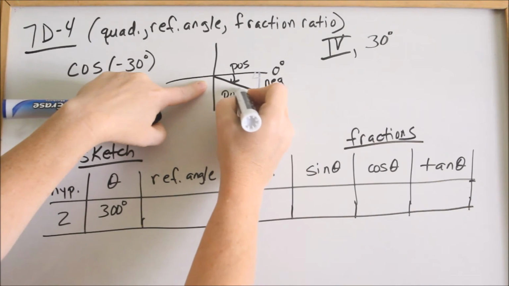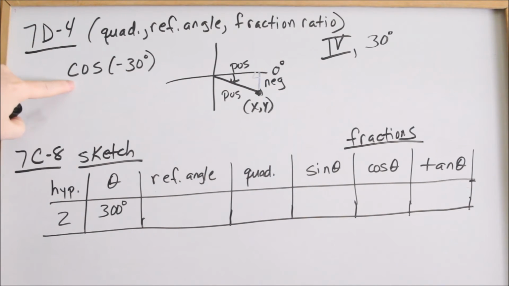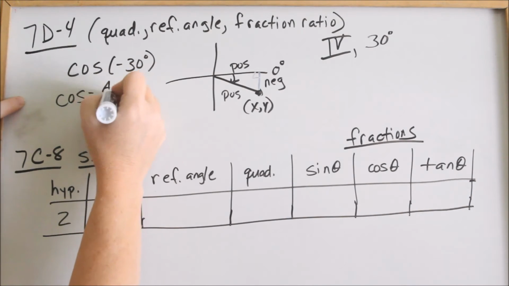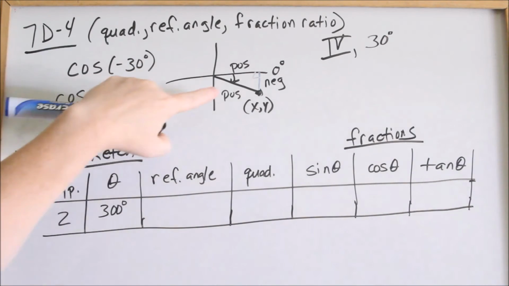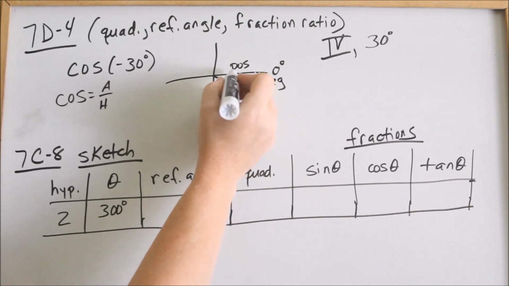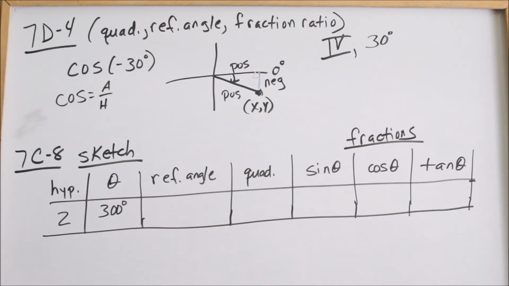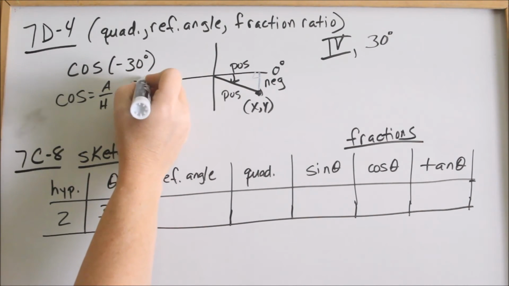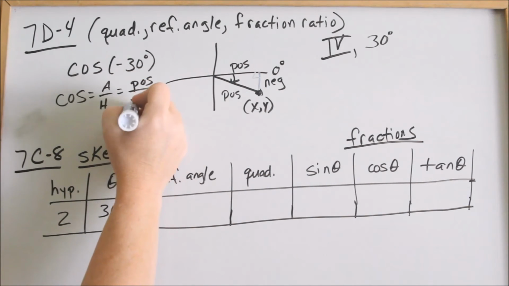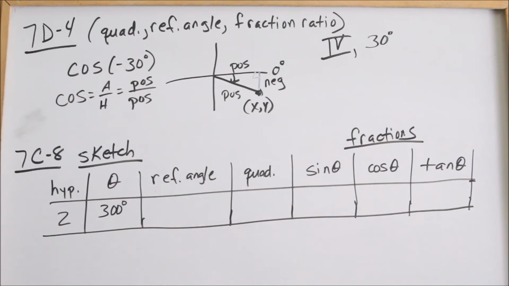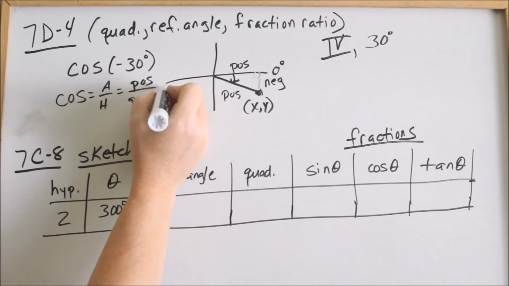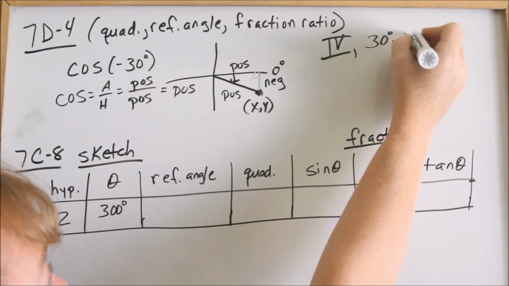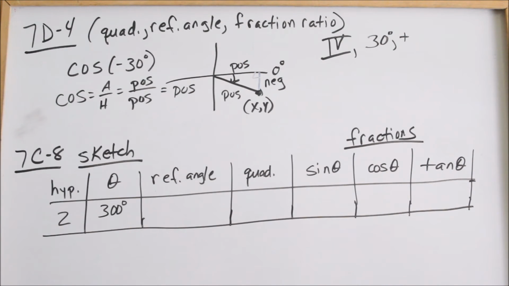Hypotenuse is always positive. Okay, I'm dealing with cosine. Cosine is adjacent over hypotenuse. Well, if I'm standing at the angle, the reference angle, which is where that little arrow is, then the side adjacent to me is a positive value, over the hypotenuse, which is positive. A positive divided by a positive is a positive value. So therefore I know that the value will be a positive value.